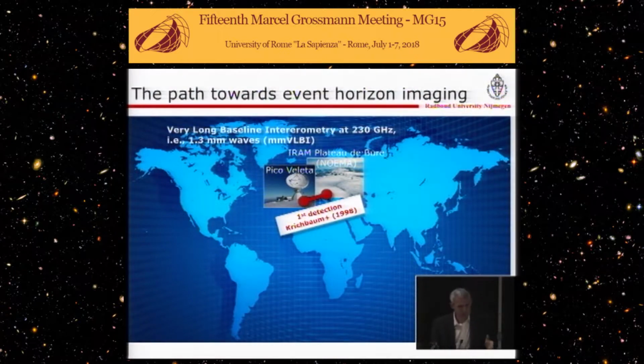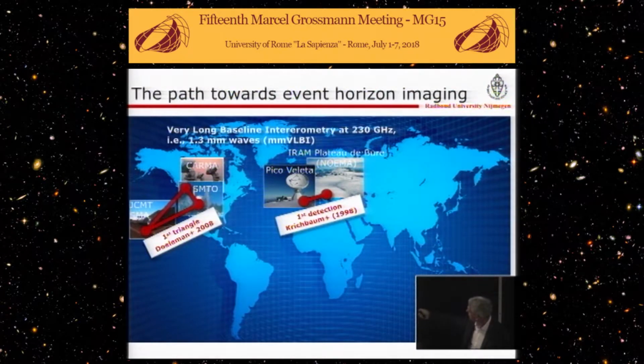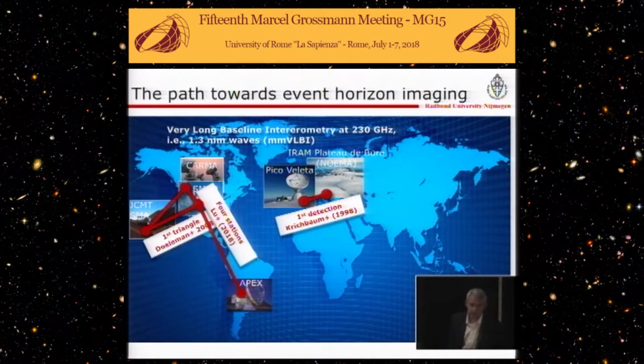I assume it has not grown that much physically. But that measurement was actually quite correct within the error bars with what the measurement at 230 gigahertz showed. A better, improved measurement was then made in the US with a triangle of telescopes, which is a more robust way of measuring, and which really confirmed the basic size. The latest public measurement now uses 4 stations, including the Apex telescope in Chile, which is standing right next to the ALMA array.